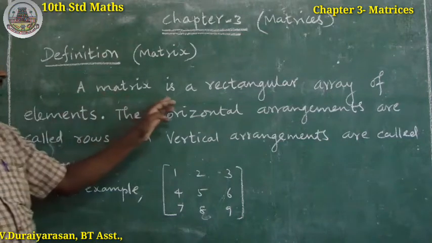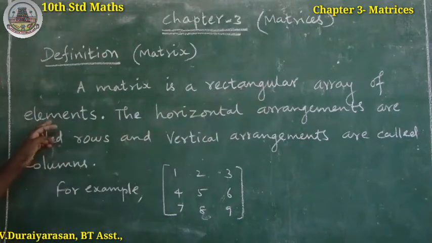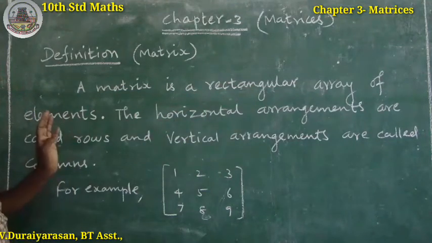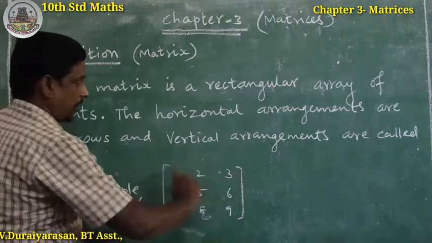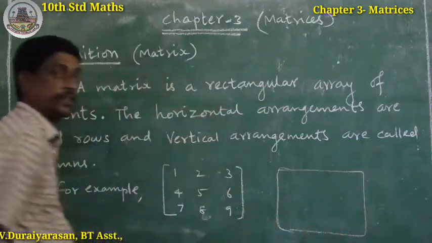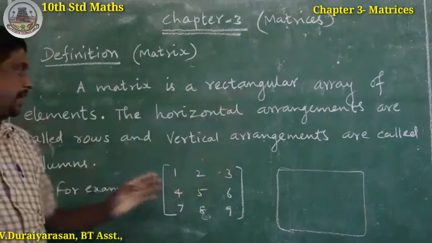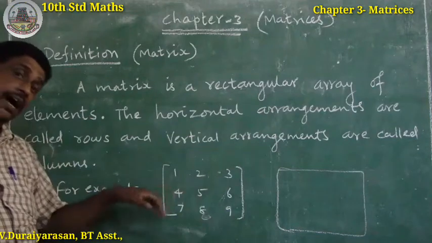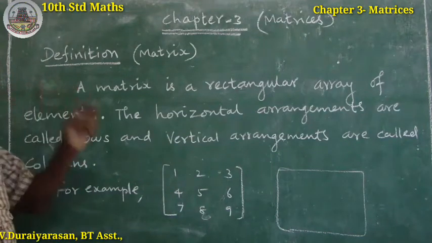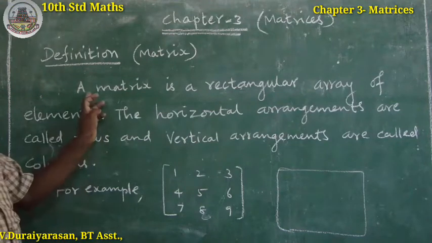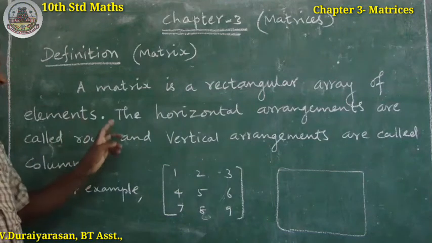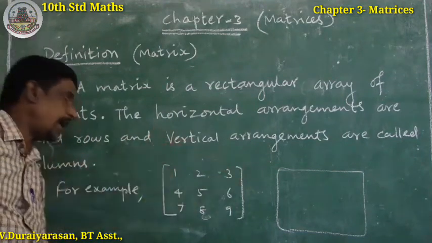A matrix is a rectangular array of elements. A matrix is a rectangular shape. This is a rectangular shape. A matrix is a rectangular array of elements or alphabets. A matrix is a rectangular array of elements in rows and columns.